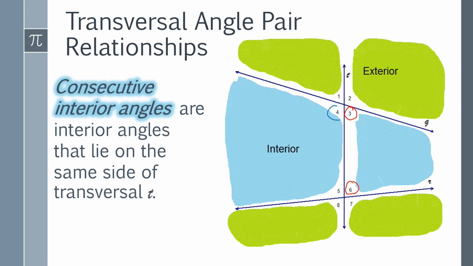We could look at angle 4 and angle 5, and those two angles are also on the interior, but they're on the left side of T. So we would say then that angles 4 and 5 are a pair of consecutive interior angles, and angle 3 and angle 6 are another pair of consecutive interior angles.